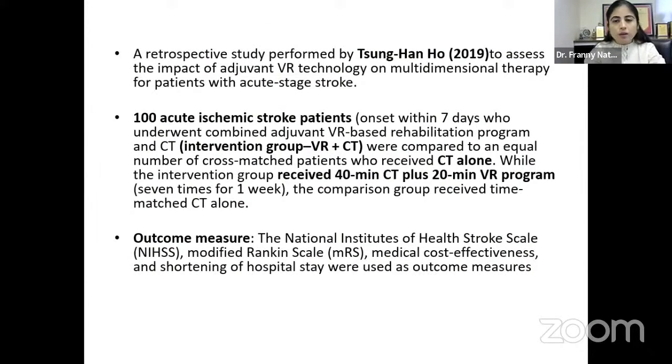We will now talk about a study that was performed in the year 2019 to assess the impact of virtual reality technology on multidimensional therapy in patients with acute stroke. In this study, there were 100 patients with acute stroke, with onset within 7 days, and they were divided into two groups. The first group received virtual reality plus conventional therapy, and the other group received conventional therapy alone. The intervention group received 40 minutes of conventional therapy plus 20 minutes of a virtual reality program. The outcome measures used were NIHSS and mRS.